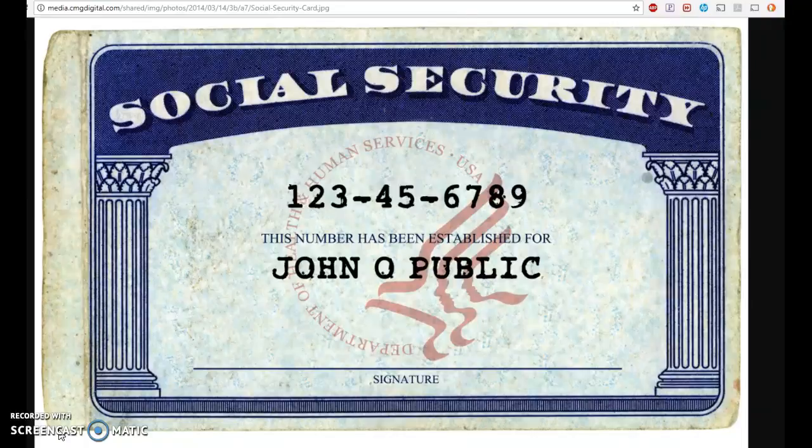This video is about Social Security cards, what each item and statement means on the Social Security card, and it is also going to give you proof that the number on the back of the Social Security card, be it black, be it red, is not a CUSIP number.